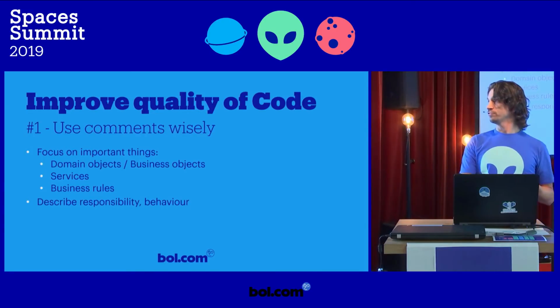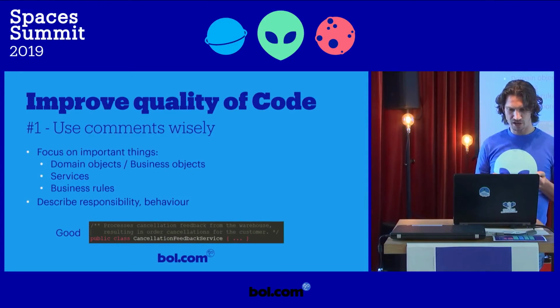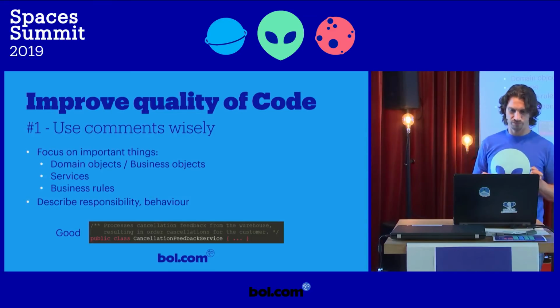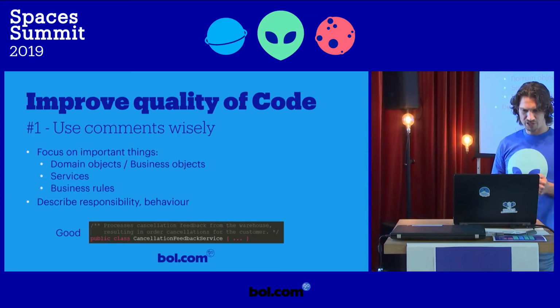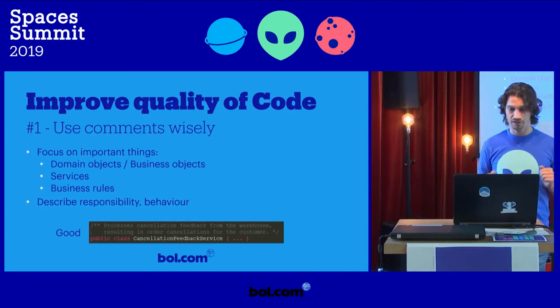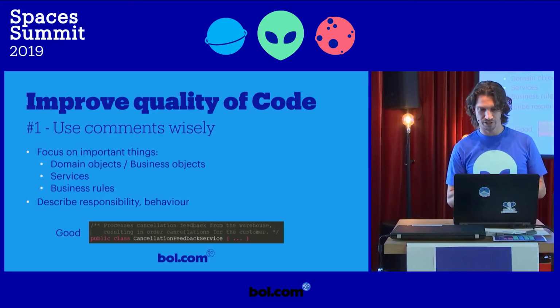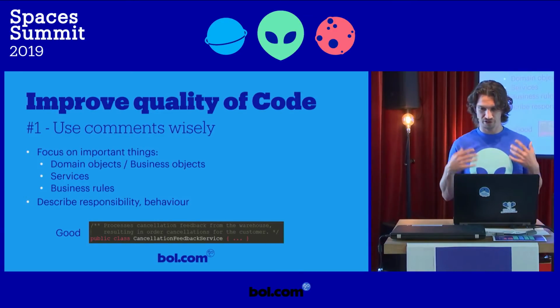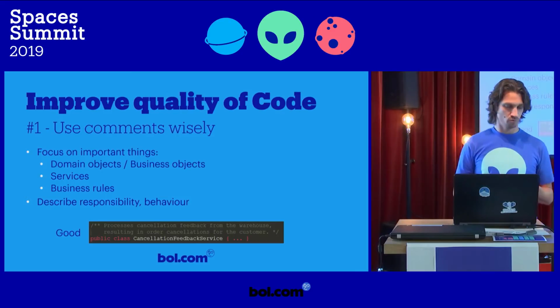And then you can describe the responsibility or behavior, for example. In this case, I wrote down, suppose we have a cancellation feedback service, okay? And there's a comment saying it processes cancellation feedback from the warehouse, resulting in order cancellations for the customer. Okay, well, that helps us a little bit to understand what the responsibility is and also helps to limit the responsibility of this service. And all these things help to improve the quality of your code.